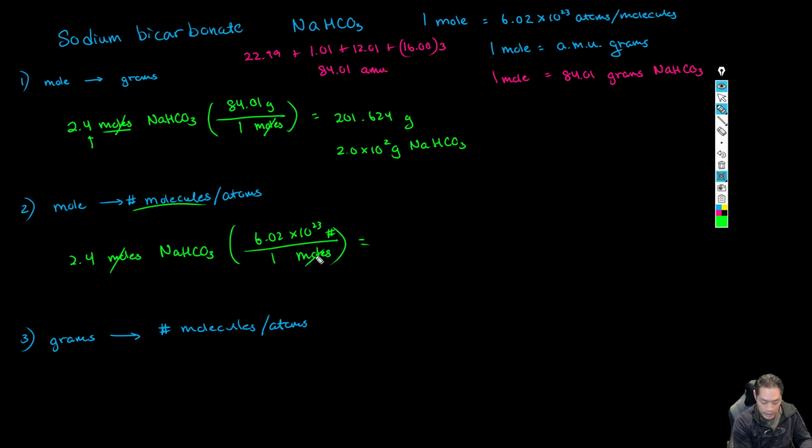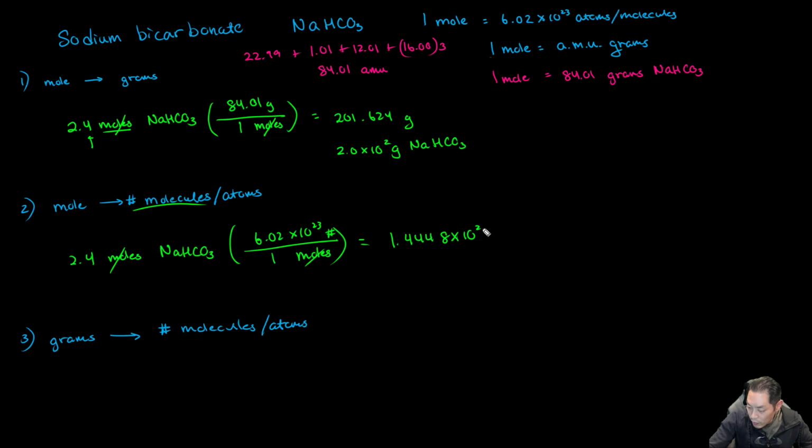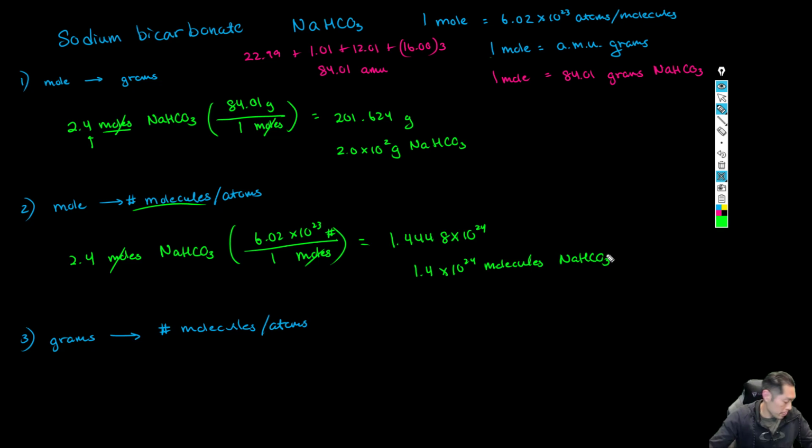2.4 times 6.02 second EE 23. And I get 1.4448 times 10 to the 24. Okay, and we start off with 2 sig figs again. So 1.4 times 10 to the 24 molecules of NaHCO3. So that's kind of how you do that one.